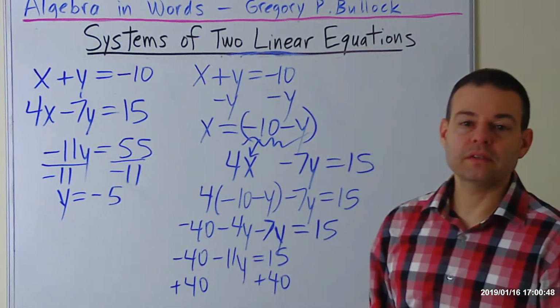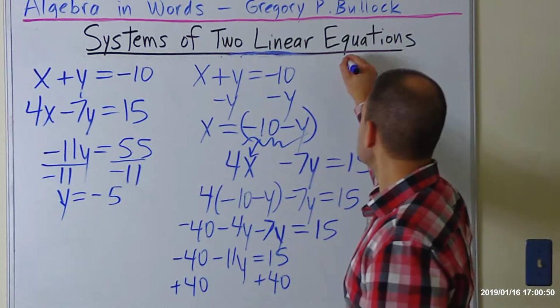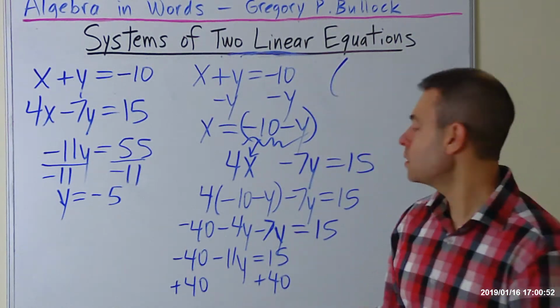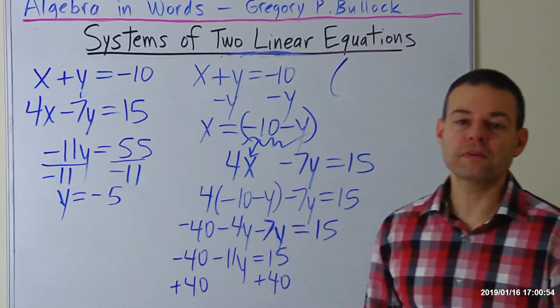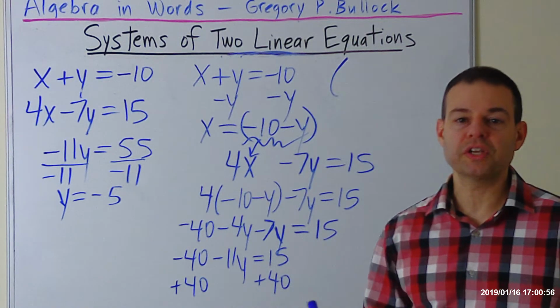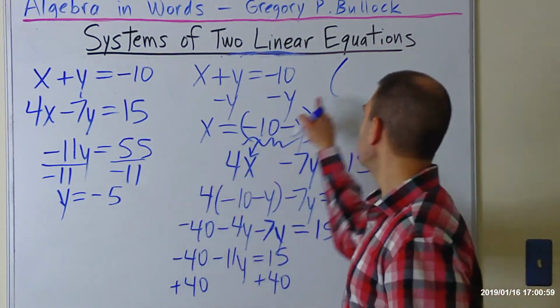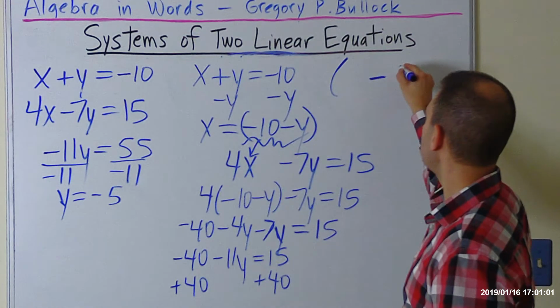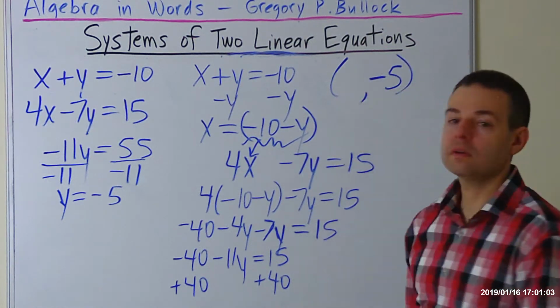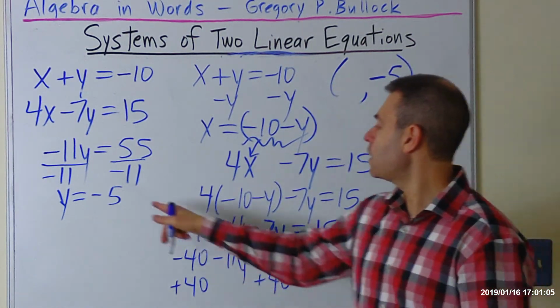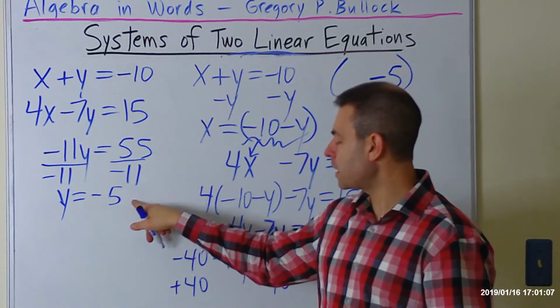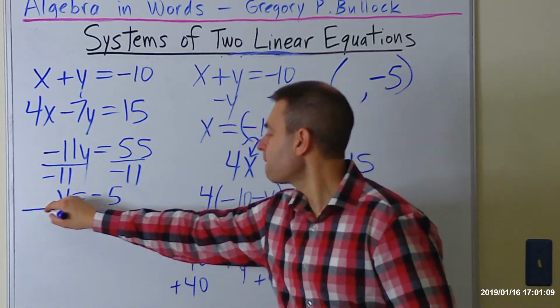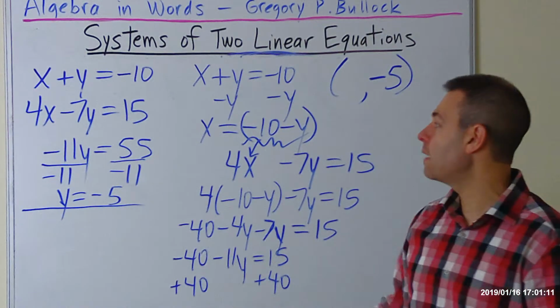So what I like to do for problems like this is put a set of parentheses, and whichever variable you solve for first, because remember the solution is a point, put that value into the point. So I'm going to put negative 5 into the point.